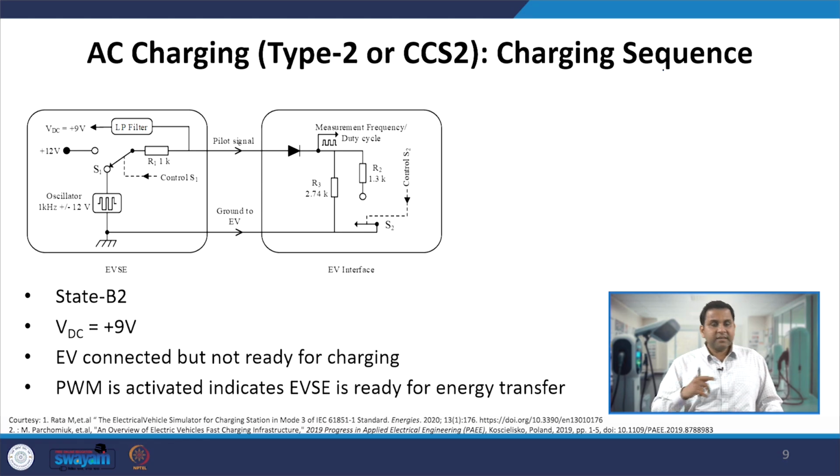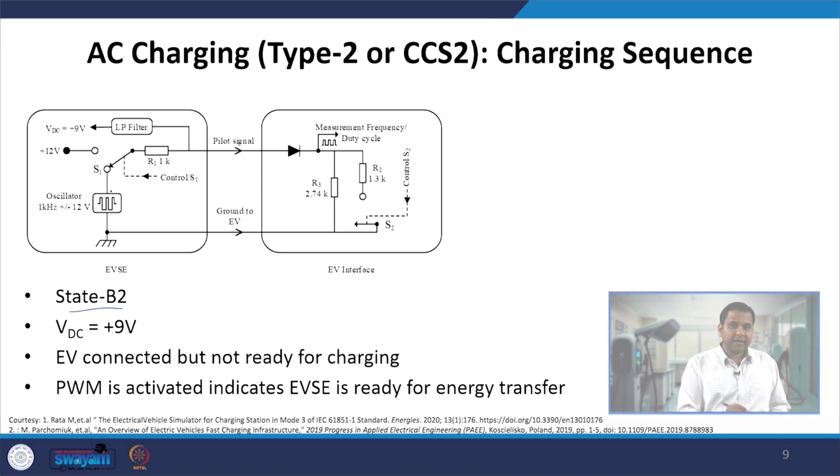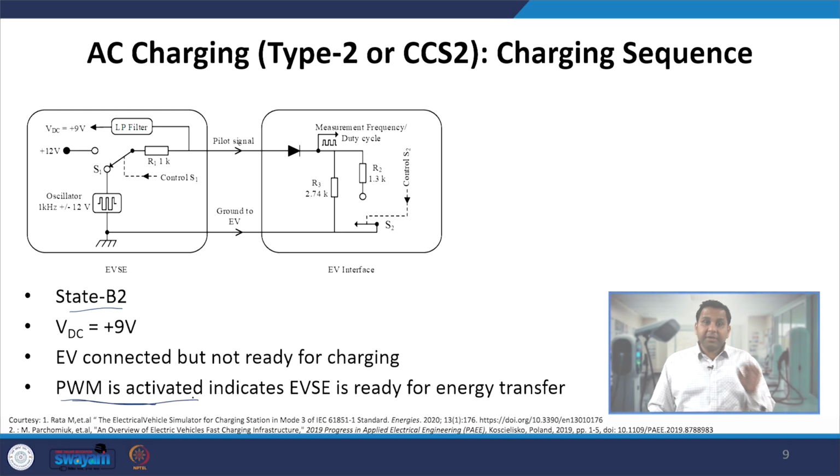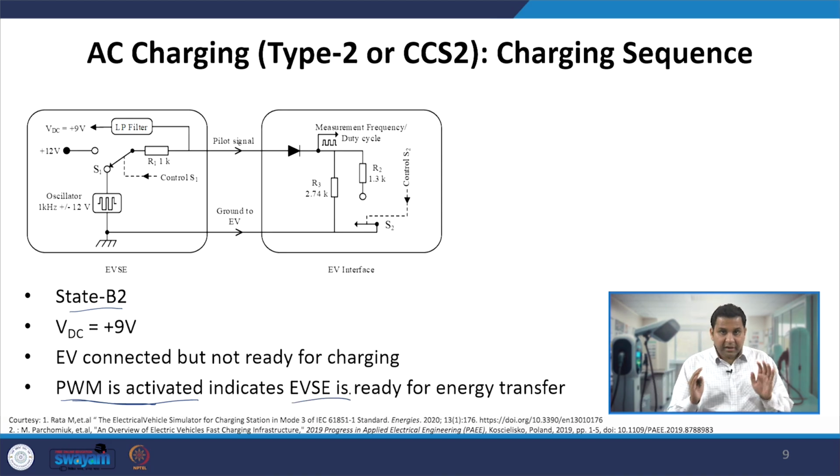Now comes another state, which is called state B2. At this state, the S1 switch changes its position to the oscillator. Whenever the S1 switch is connected to the oscillator, PWM is activated, which indicates that EVSE is ready for energy transfer, but EV is still not ready for charging because the EV has not changed the state of the S2 switch.